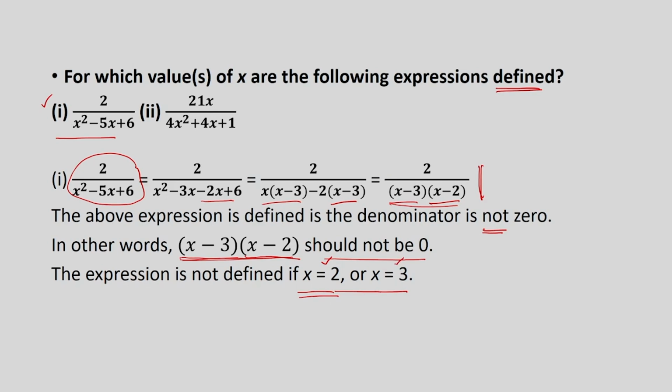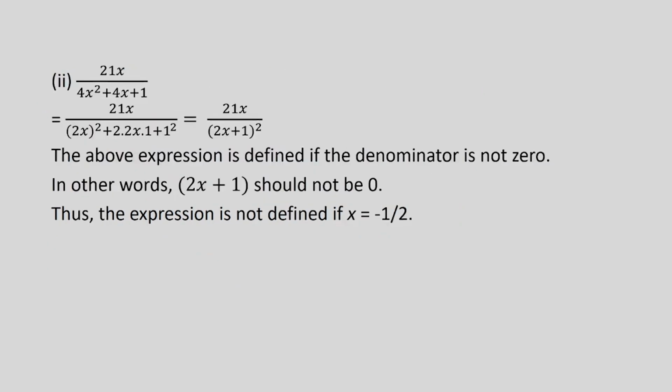Now, we are going to take up the second question, and we are going to use the same tactic. Let us see how we can do that. Okay, so this is the second problem: 21x divided by 4x square plus 4x plus 1. Again, we concentrate on the denominator.